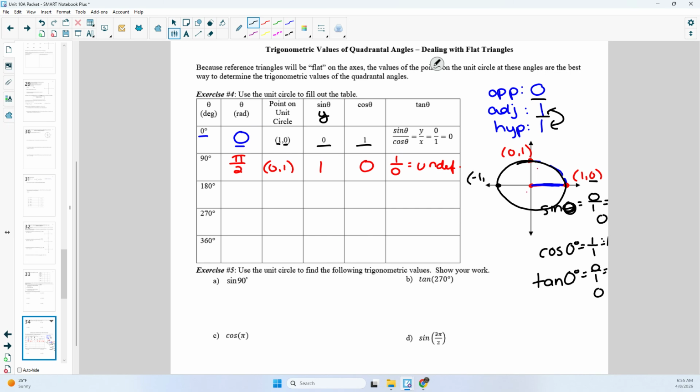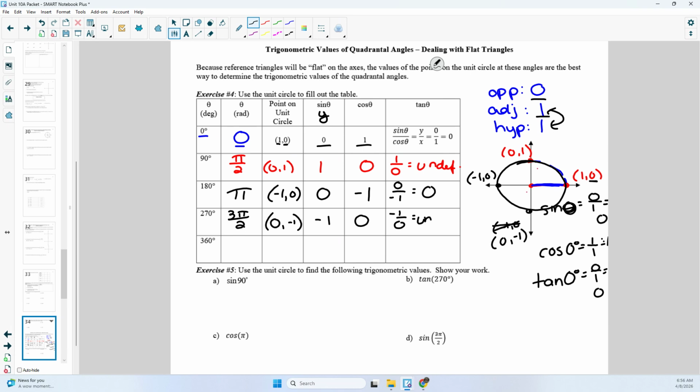Moving on to the next point on our unit circle: -1, 0. We're at pi radians. Sine is y, cosine is x, tangent is y over x. And so we get 0 there, because 0 divided by anything is 0. At 3 pi over 2, the point is 0, -1. So we have y, x, y over x. So again, we have an undefined value at 3 pi over 2 or 270 for tangent.